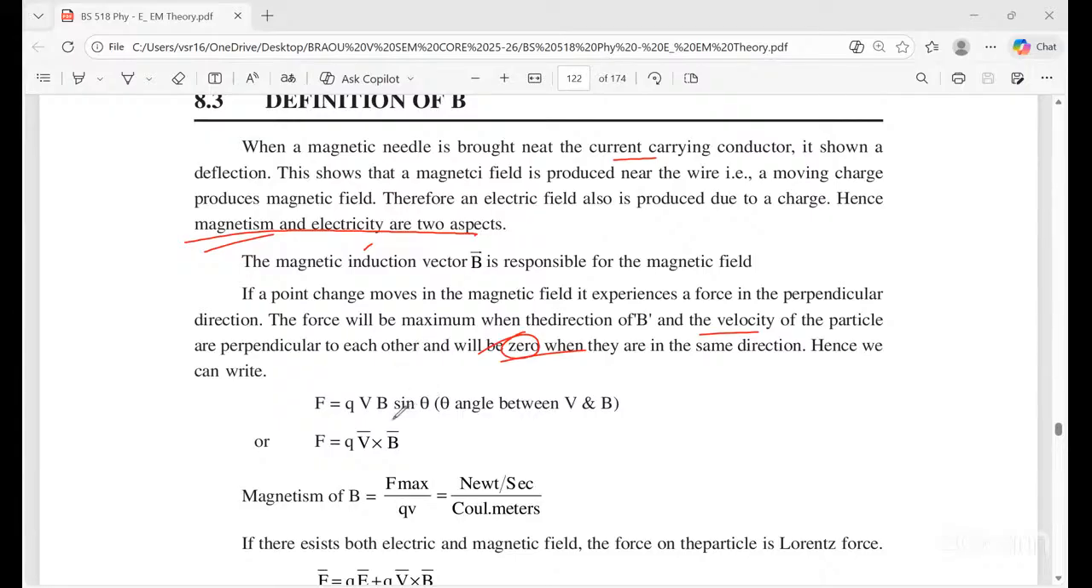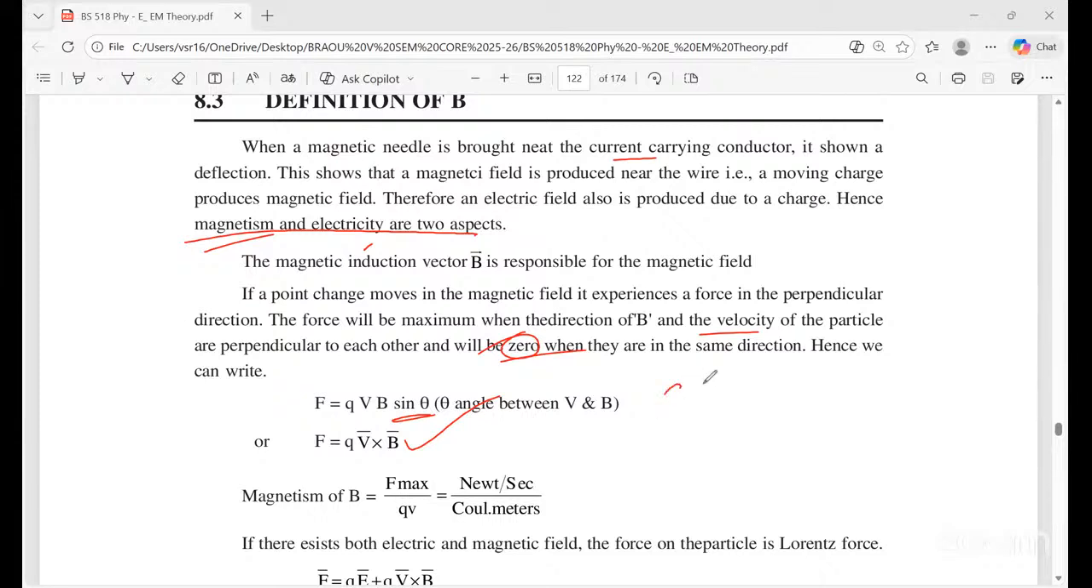For the perpendicular direction, that is the sine value. Sine 90 is 1. There it is maximum. When both are parallel, theta is 0. Sine 0 is 0. That's why there is no force value. So here the condition is F equals QVB sin theta, or else F equals QV cross B.